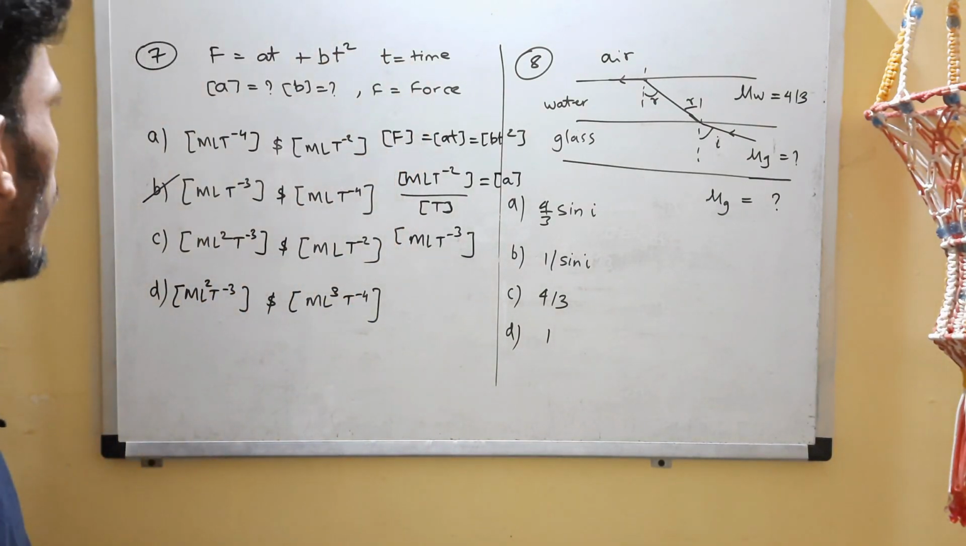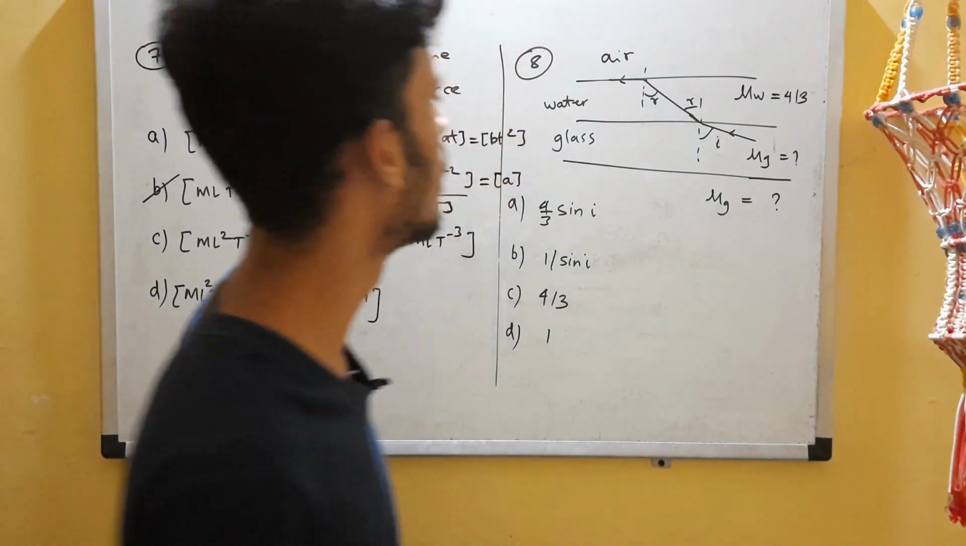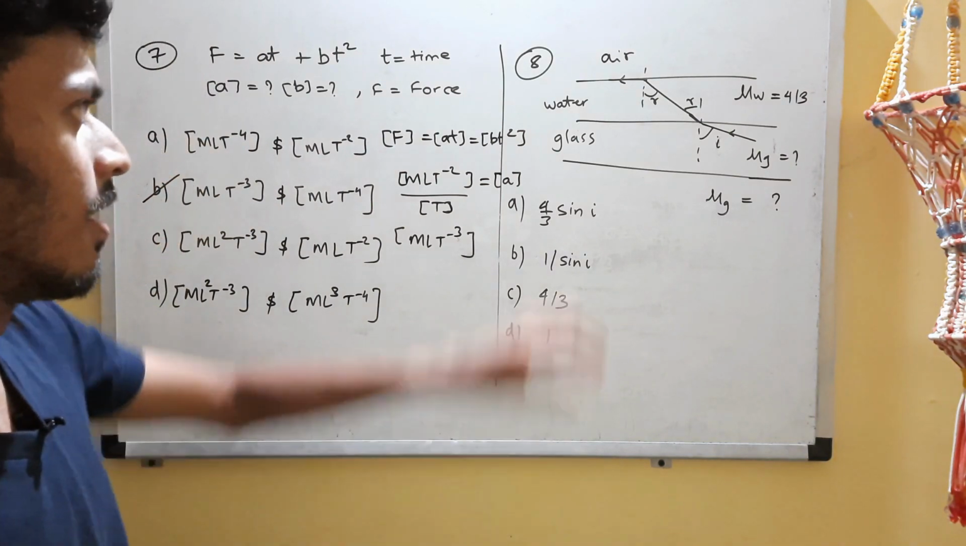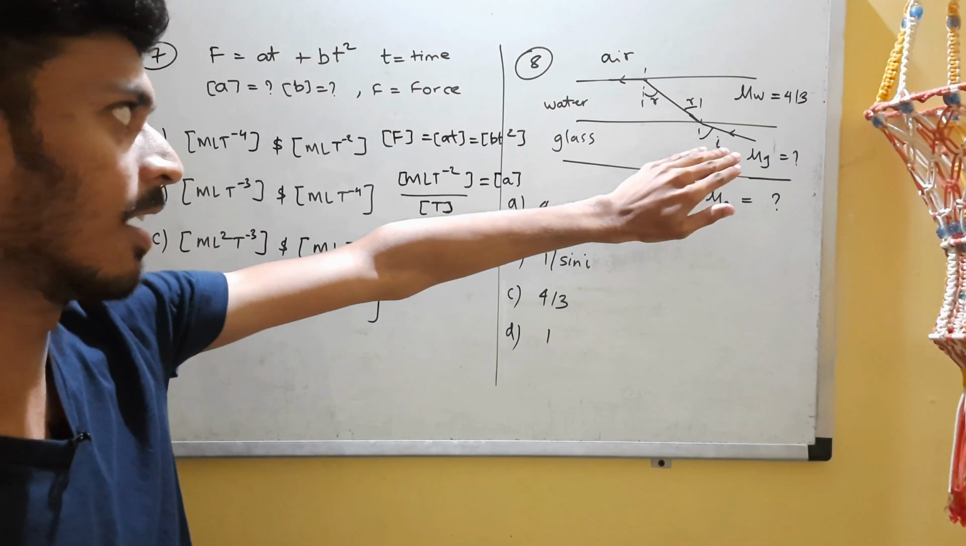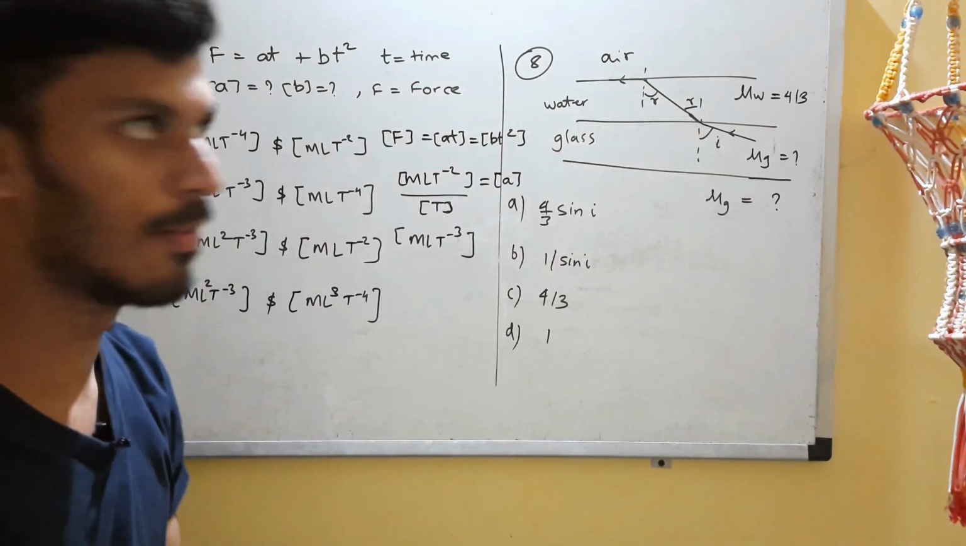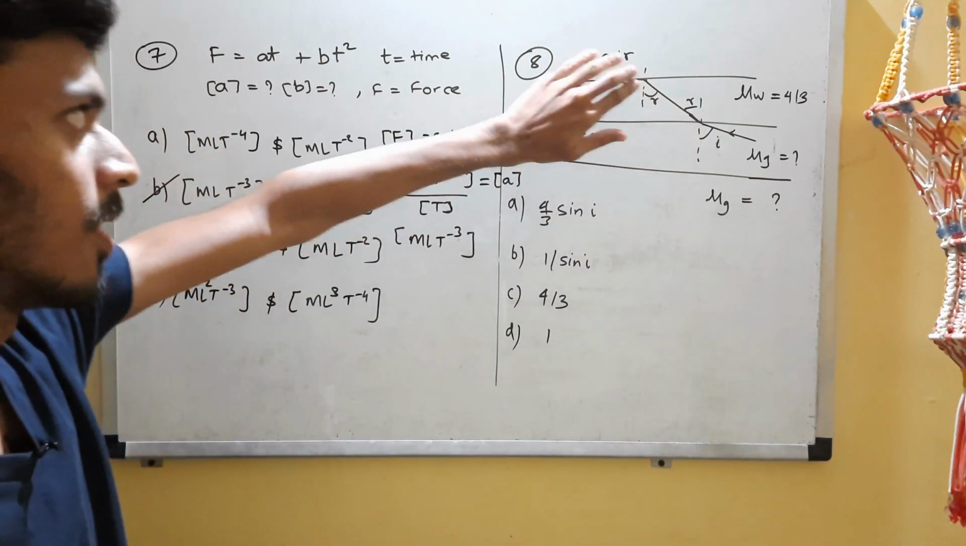Yeah, that is simple. Let's come to question number 8 now. Here we have a glass, water and air interface. We have a ray which is incident at an angle i between the glass and water interface. The path of the ray is shown.